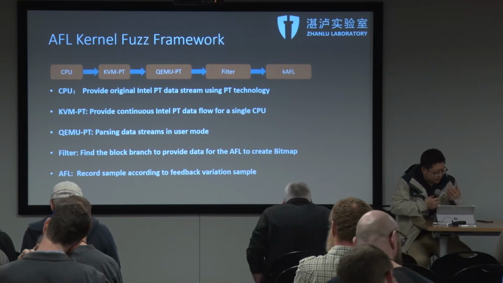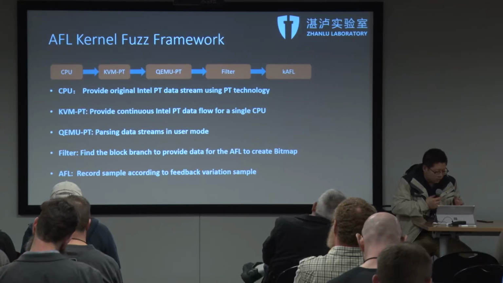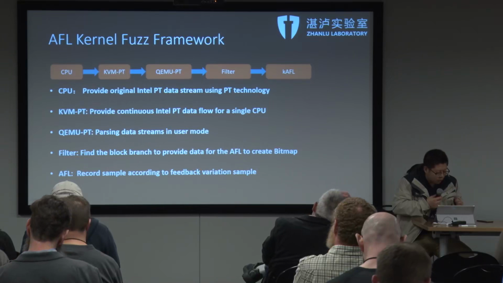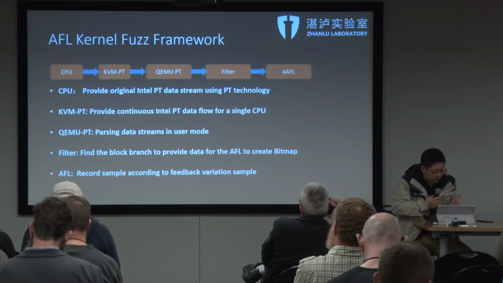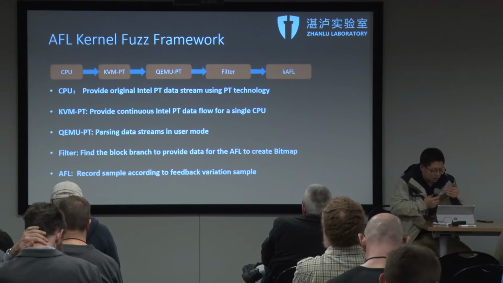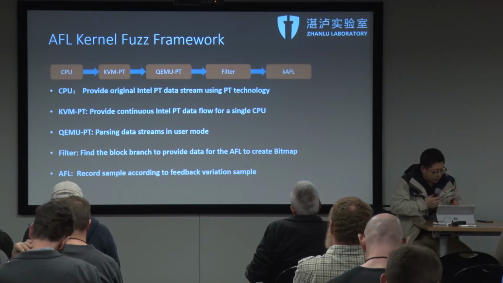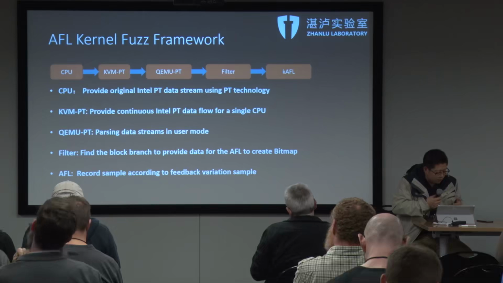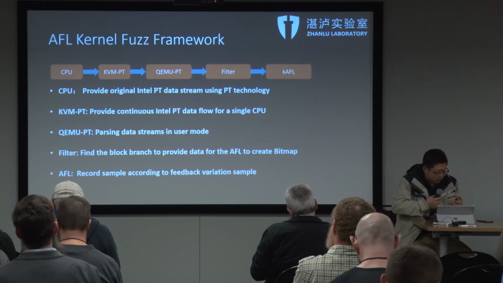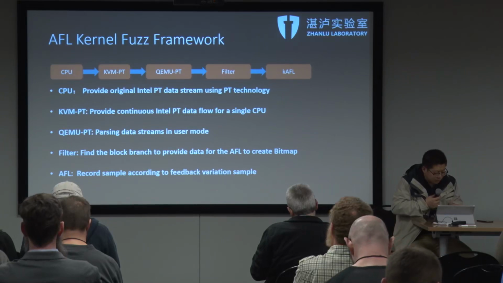mode. The filter is used for finding the block branch to provide the data for the AFL to create the branch bitmap. The AFL is used for recording the seeds according to the feedback.